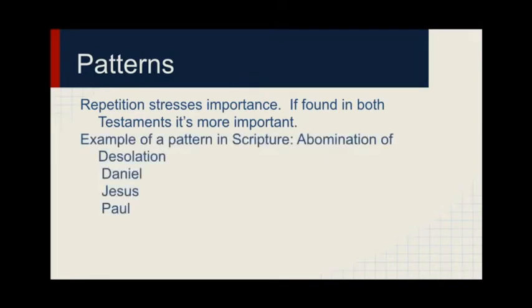So, an example of patterns in Scripture, right? Daniel talks about the abomination of desolation. Jesus talks about the abomination of desolation as a future event, right? Daniel talked about it referring to Antiochus Epiphanes, the mad, coming in and sacrificing a pig in the temple and setting himself up as God. Jesus talks about it as a future event, and Paul does as well. So we have three times in Scripture where this event is mentioned, and that means it's important, right? We need to keep an eye out for it because it's going to happen.